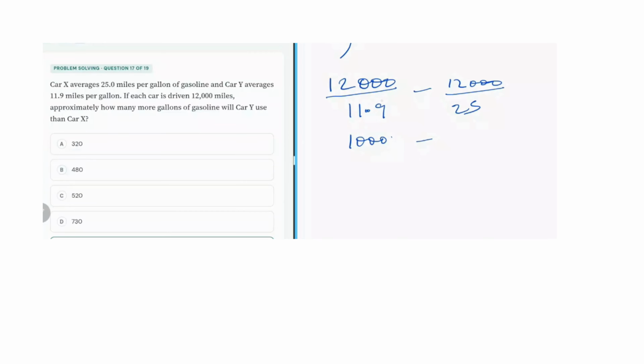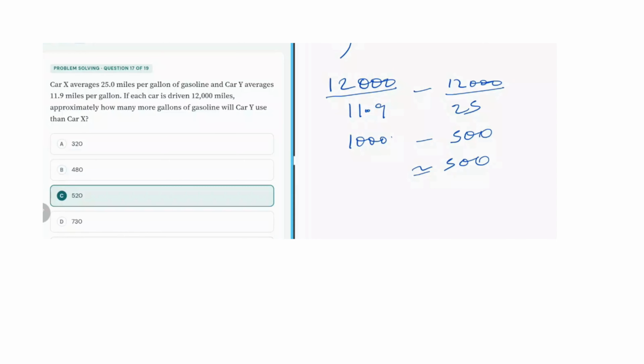What I said was we can approximate this to a 12. So 12,000 divided by 12 is 1,000. Then we can also approximate this one to 24, so that 24,000 divided by 24 is approximately 500. But the value we will get is supposed to be higher, because 12,000 divided by 25 is supposed to be smaller. And if you subtract it from this one, right now this is approximately 500, but the value is supposed to be higher. So the nearest number here is 520.